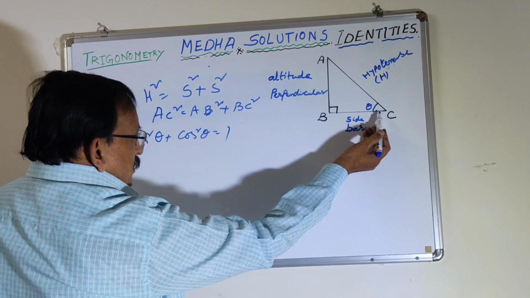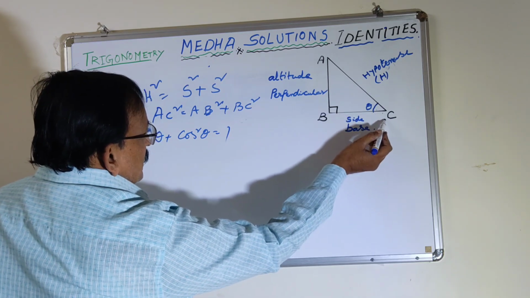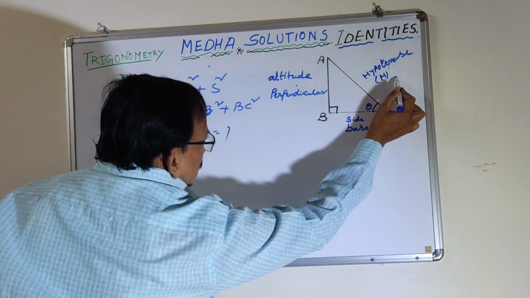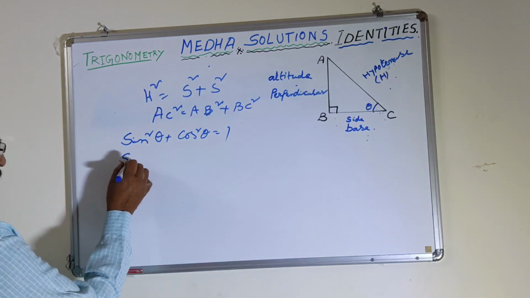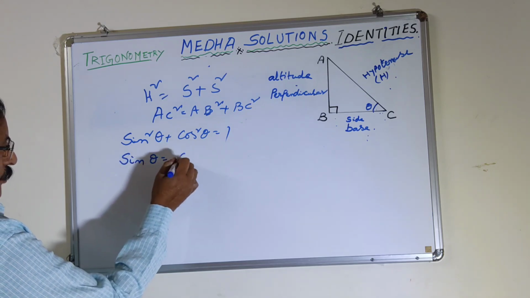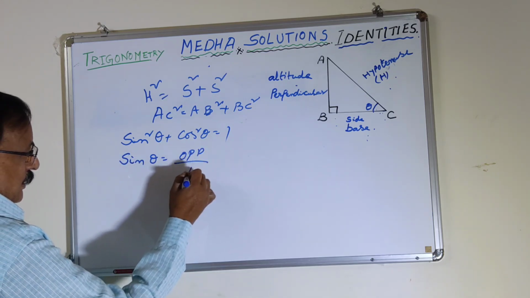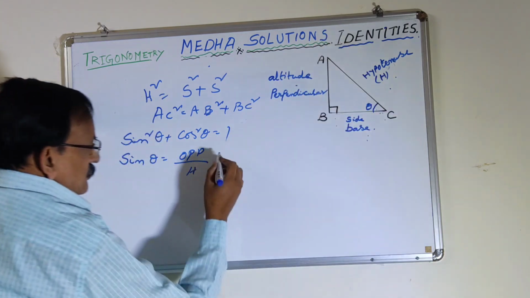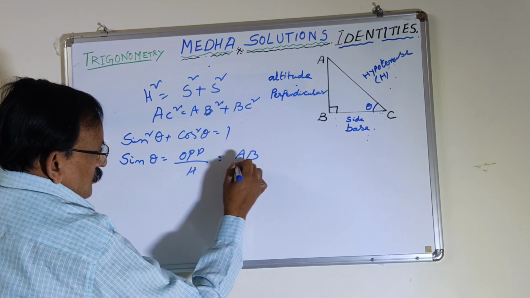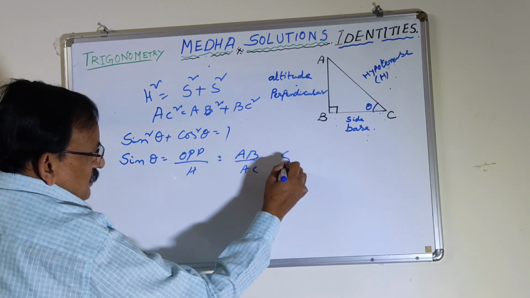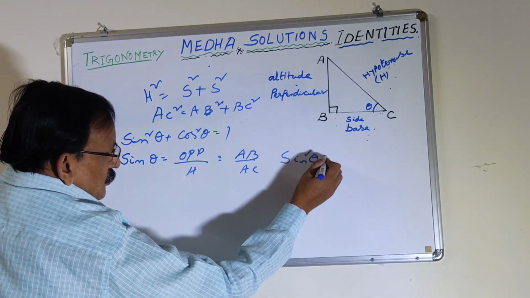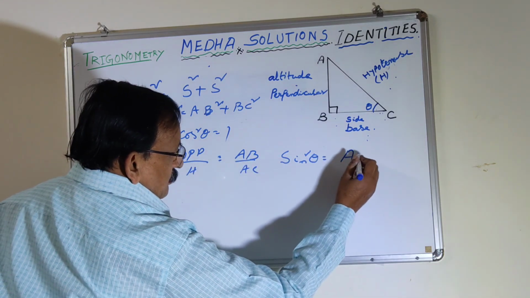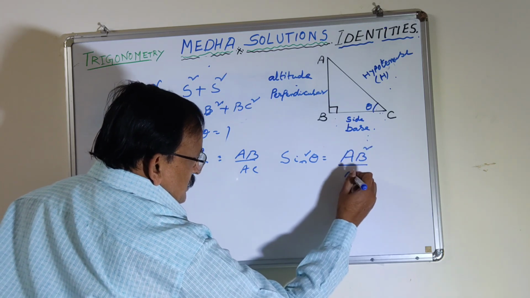Now first find out the sin theta. Sin theta is equal to the opposite side by hypotenuse, opposite AB by hypotenuse AC. Now sin square theta is equal to the square of this AB by AC, that is AB square by AC square.